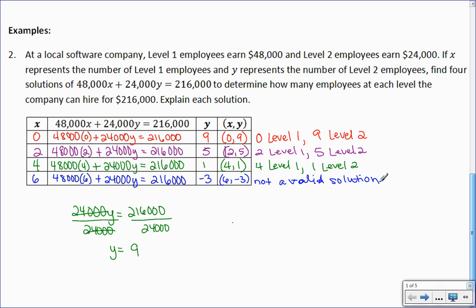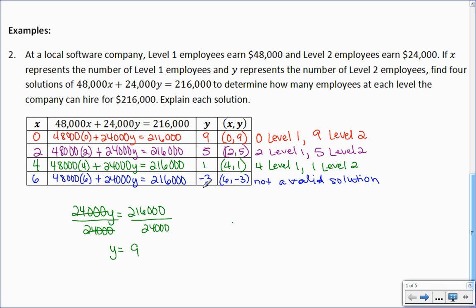Now, if we wanted to find another solution, a real solution that is valid, we could pretty much choose anything between 0 and 4. So we could try 1, we could try 3, because we know if 0 level 1 employees is okay and 2 level 1 employees is okay, well, 1 should be as well. Same thing between 2 and 4, because those were both valid solutions. 3 would also be a valid solution. So you could choose either of those to find one additional solution. But this last solution is not valid because you don't have enough money to pay 6 level 1 employees 48,000 each, because you'd be over 216,000.